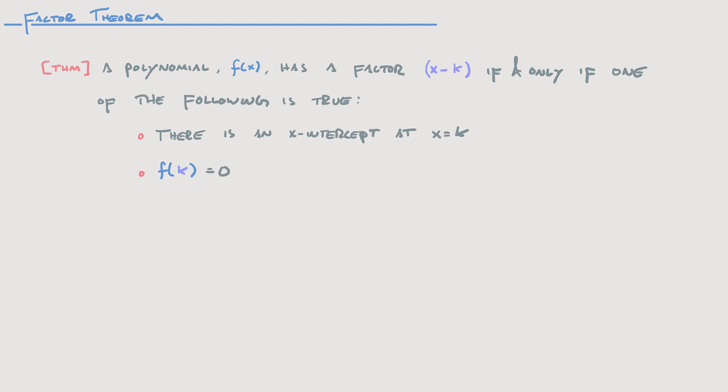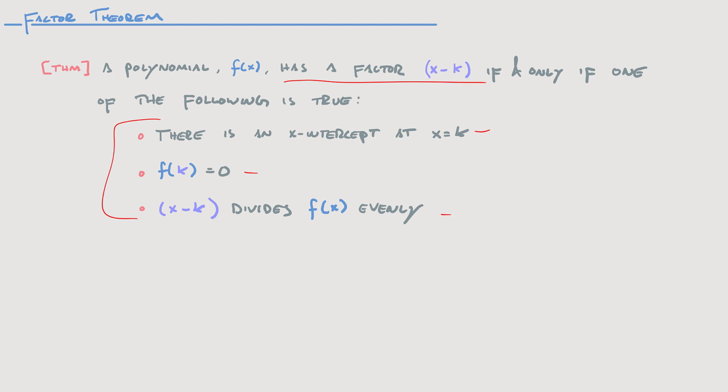The second is f of k is equal to 0. As we just discussed, this is part of the remainder theorem. If the remainder is 0, then x minus k has to be a factor of f of x. And the third one is just a reiteration of that, which says that x minus k divides f of x evenly. If any of these things are true, then all of the other ones are true, and also x minus k is a factor of f of x.